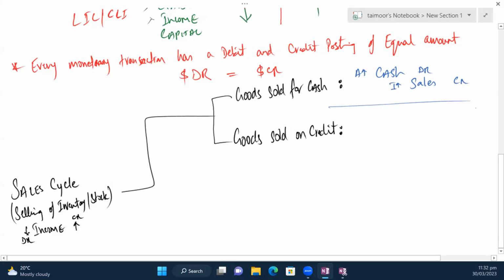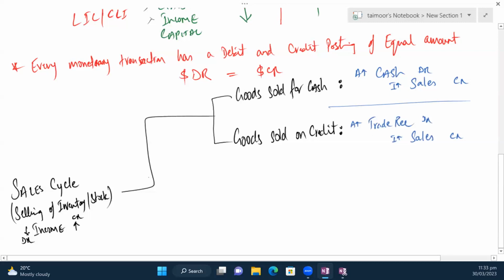But if you're selling goods on credit, that means you're selling your goods to some individual, some person. That person is your customer. That customer is also known as trade receivable. So entry is going to be trade receivable debit and sales credit. Asset increase, income increase. ठीक है जी. So trade receivable is your customer, an asset that increases on the debit side.